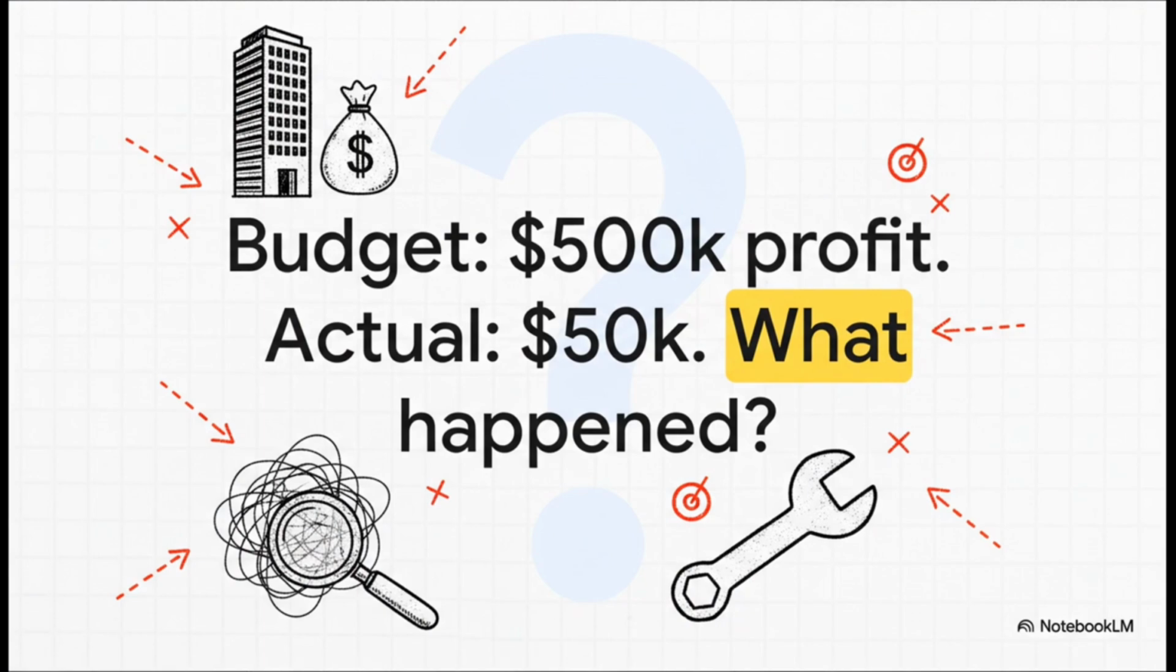I mean, that $450,000 gap, that's not just a number on a spreadsheet. No, that's a story. It's a story about unexpected events, missed targets, and maybe some hidden problems. So the real question is, how do you find out what happened? And, more importantly, how do you fix it?